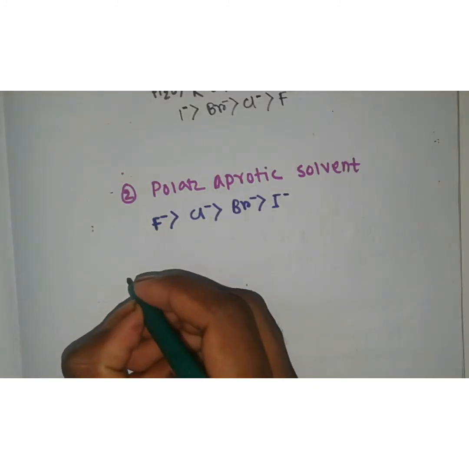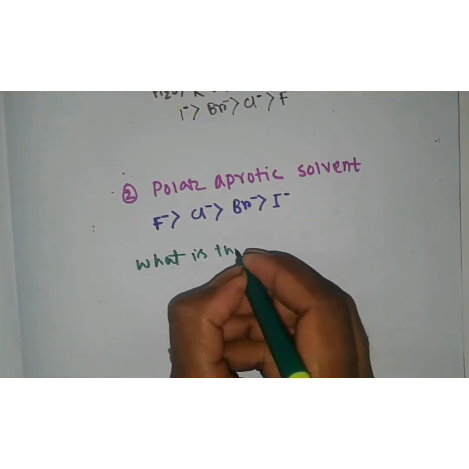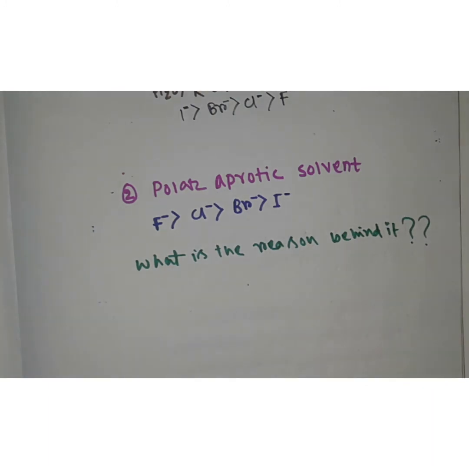We will discuss what is the reason behind it. Let's try to find out. This is due to hydrogen bonding. In polar protic solvent, the most basic nucleophiles are surrounded by an entourage of solvent molecules, and the less basic nucleophiles get involved with less hydrogen bonding, therefore more nucleophilic.